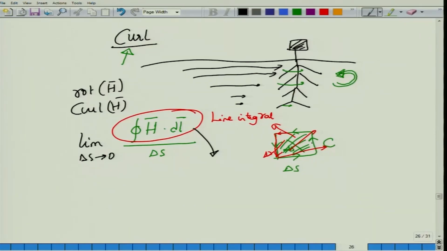I won't give you the problems for line integral, I will leave that as exercises for you, or in the tutorial problems that I will give you, you can find how to solve these line integrals. But please remember, this is a closed line integral and this is delta S.